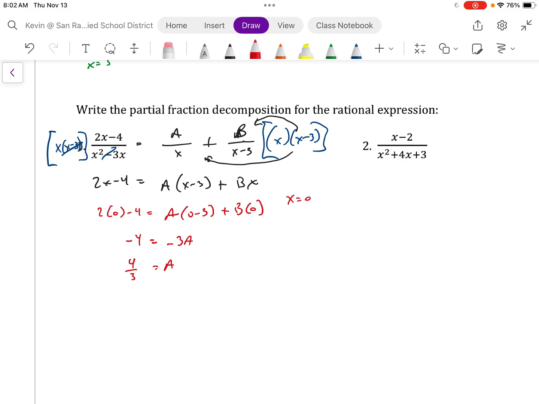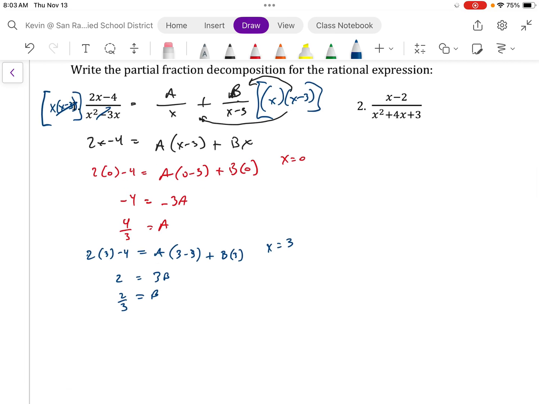All right, now we're going to do the same thing, but we're going to say x equals 3. So now we have 2 times 3 minus 4 equals a times 3 minus 3, plus b times 3. So 2 times 3 is 6, 6 minus 4 is 2, and then 3 minus 3 is 0, so a times 0 cancels out. And then we have 3b, so b equals 2/3.